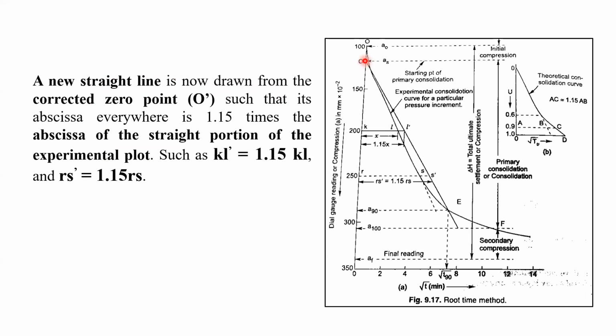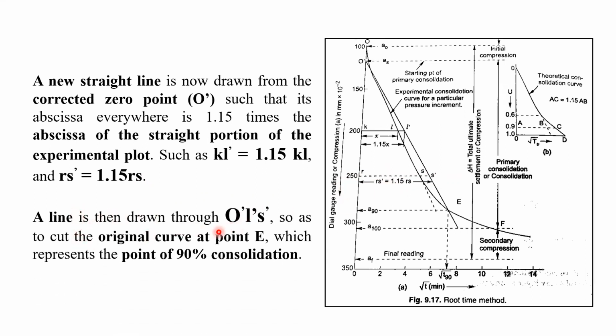From O dash, we can draw a new straight line, O dash L dash S dash. How can we draw this line? Such that its abscissa everywhere is 1.15 times the abscissa of the straight portion of the experimental plot. You can see here, KL dash is equal to 1.15 into KL. Likewise, we shall find the various points on this line O dash L dash S dash, and then join them together. Similarly, RS dash is 1.15 into RS.